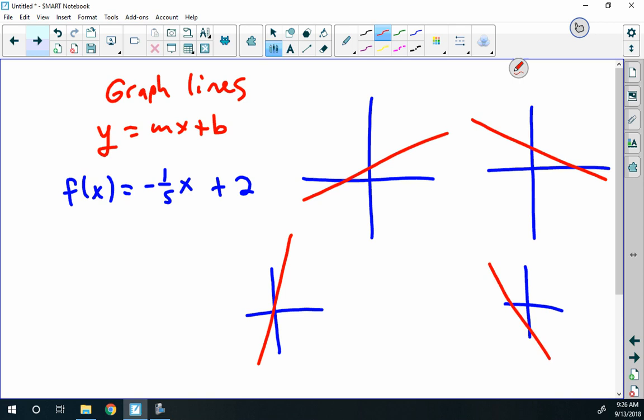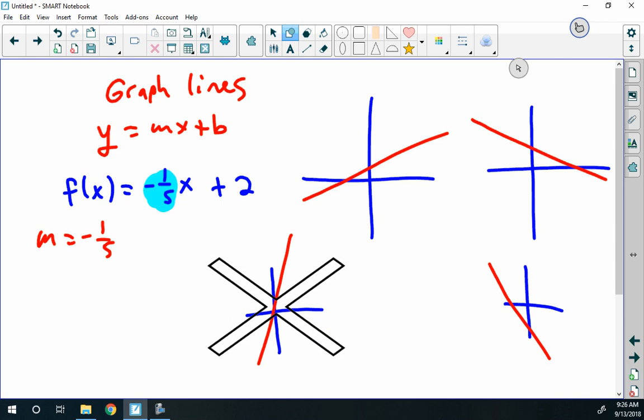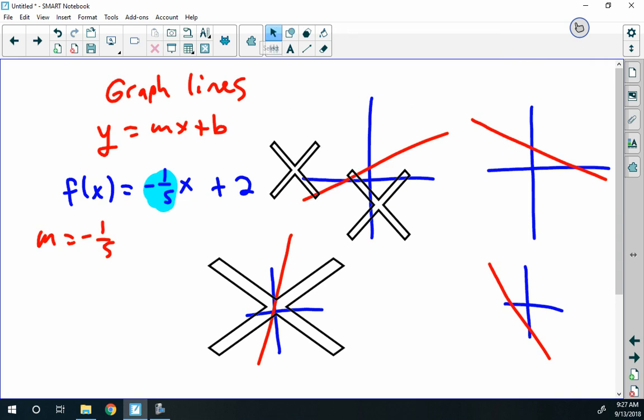Let's think about this for a minute. The slope is that number in front of x. The slope is negative 1/5, which is negative. What's that mean the line's going to do? It's going to go down, or the line's going to fall from left to right, right? So which graphs is not going to be the answer? Yeah, it's not going to be this one. And it's not going to be this one. And it's not going to be the bottom right one either.